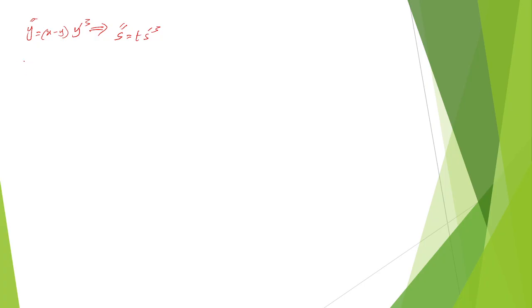Now, reduction of order. Number one, we said that we will reduce the order. For that, let s dash be z. That implies s double dash be z dash. So put the new variable in this equation, that implies s double dash, z dash, is equal to t z cube. So the order of the equation was second, but now this is first order, the order is reduced.